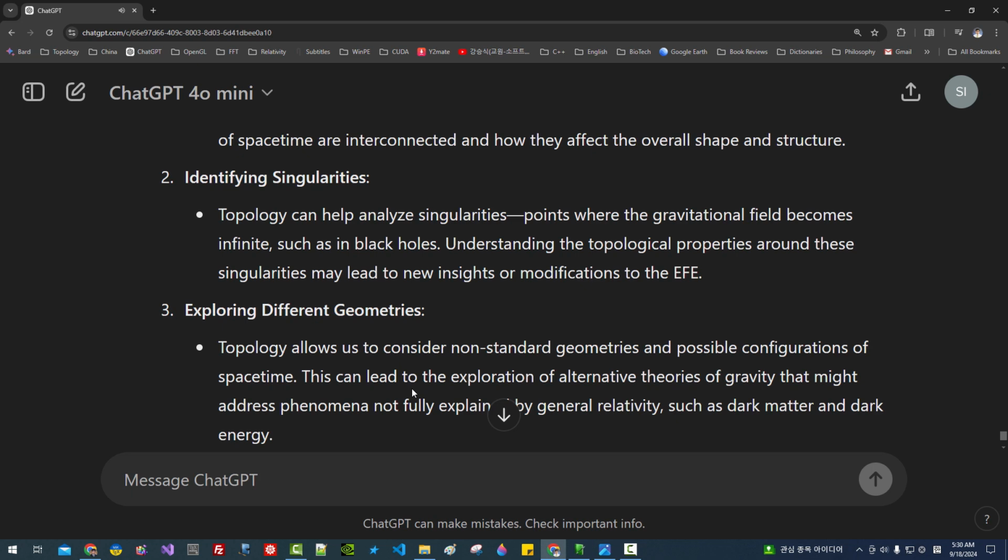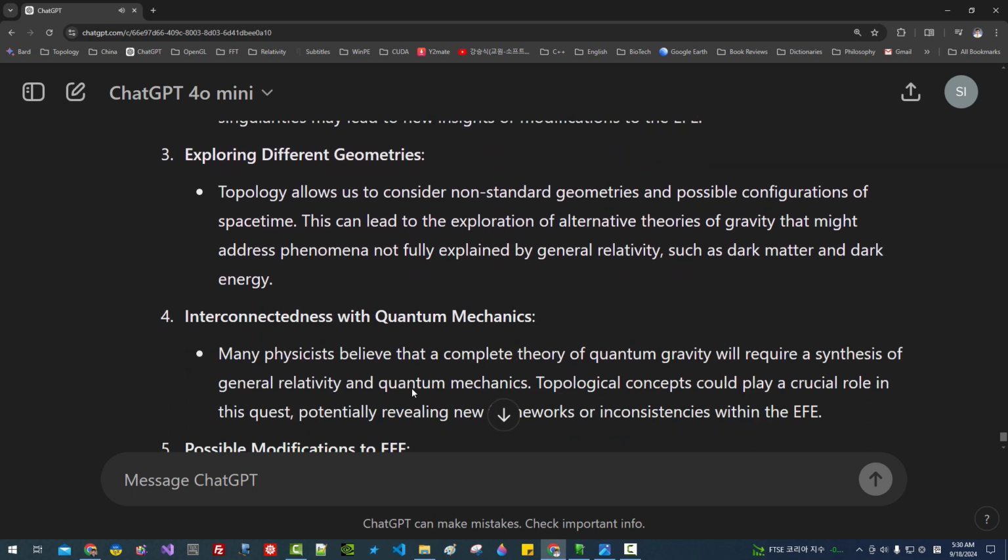2. Identifying singularities. Topology can help analyze singularities, points where the gravitational field becomes infinite, such as in black holes. Understanding the topological properties around these singularities may lead to new insights or modifications to the EFE. 3. Exploring different geometries. Topology allows us to consider non-standard geometries and possible configurations of spacetime. This can lead to the exploration of alternative theories of gravity that might address phenomena not fully explained by general relativity, such as dark matter and dark energy.